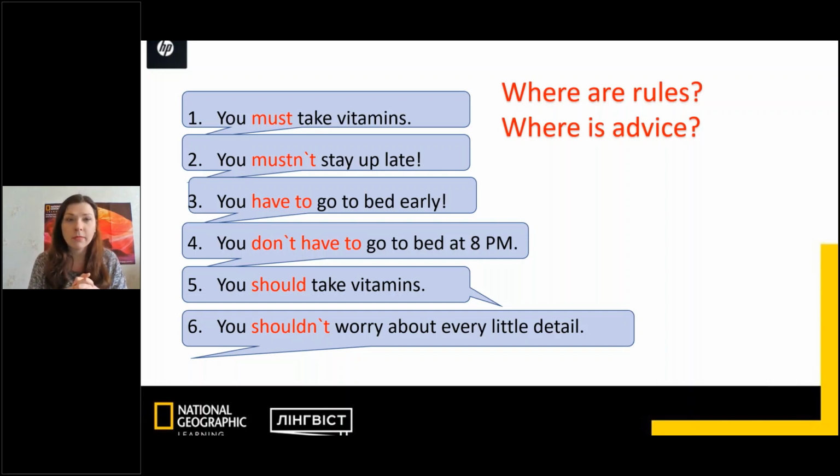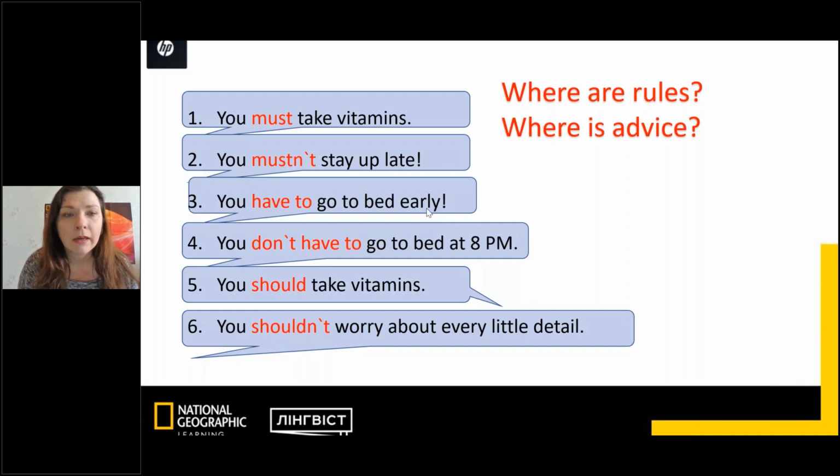Where are the rules? Which sentences show us this strong advice, almost rules? And where is actually advice? Which sentences give us this meaning of advice function? All you need to write is just the numbers of the sentences. Yeah, red letters, you pay attention. So, for example, you must take vitamins. Is it a rule or advice? What does this word must tell us?